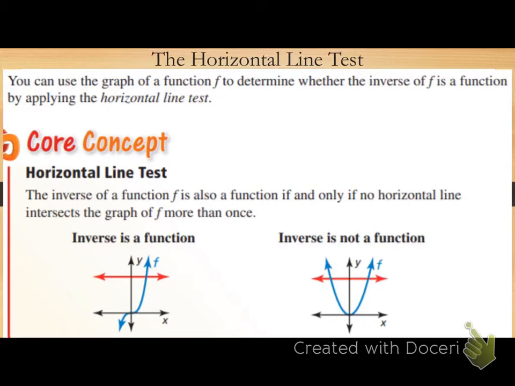So my blue curve here represents my original function, not my inverse, my original. And here's my horizontal line. If I take this and drag it down my graph, it's only going to hit one point at a time, correct? That means that its inverse is a function. Over here, the blue line represents my original function. Take my horizontal line, drag it down my graph. It's going to hit more than one point at a time, so that means the inverse is not a function.